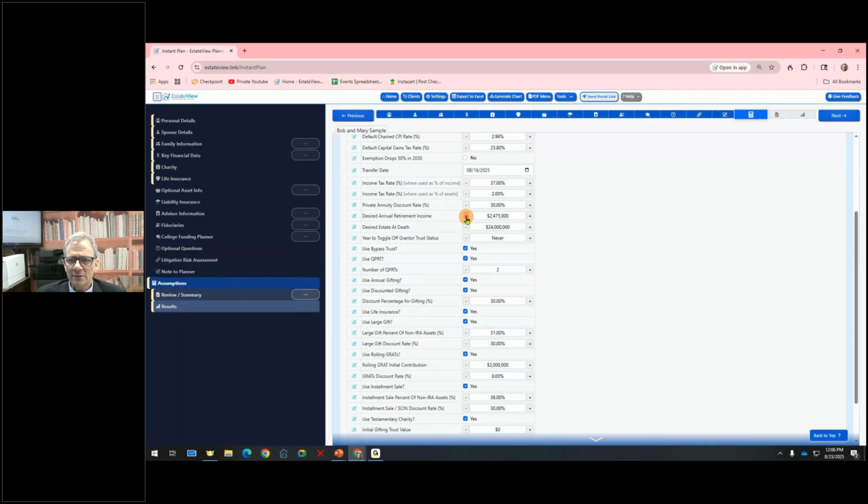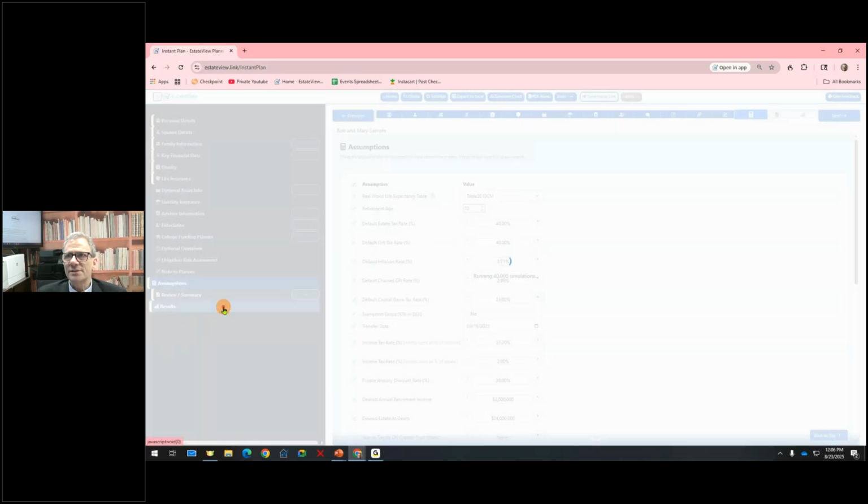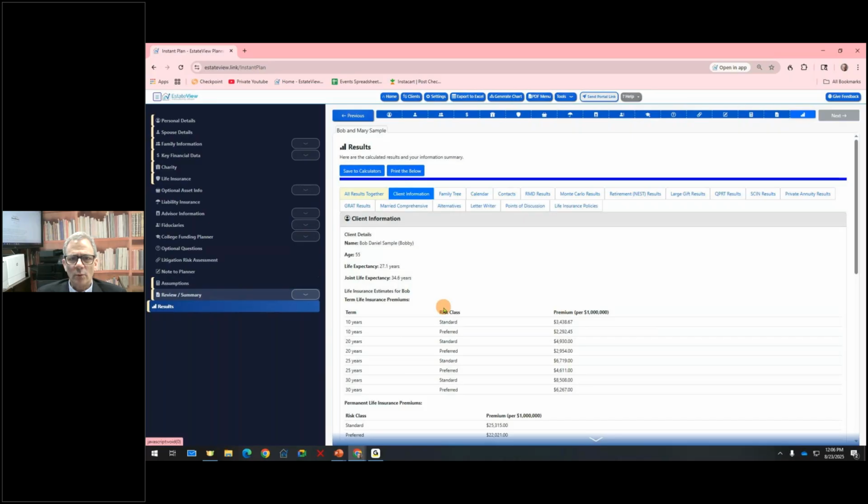They'd like to retire on, let's say, $2 million a year. They'd like to leave $24 million to their descendants on death. They'll never toggle off grantor trust status, and it would like to see all of our planning techniques. So I click on results, and once it's done, it's just done 50,000 calculations, most of them Monte Carlo calculations. But now I can save this to my calculators.